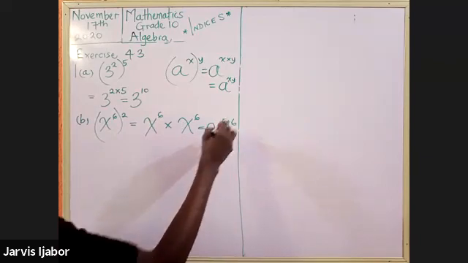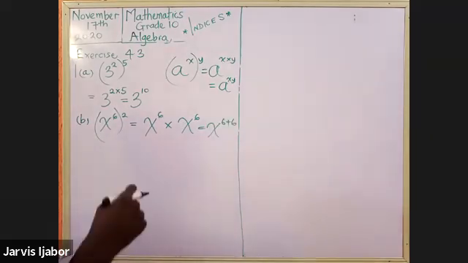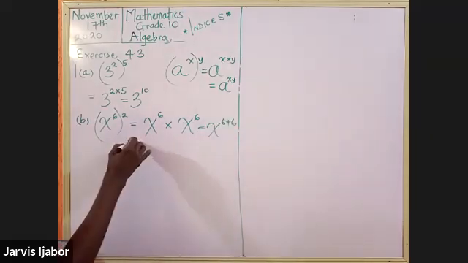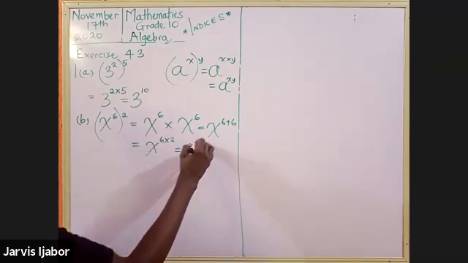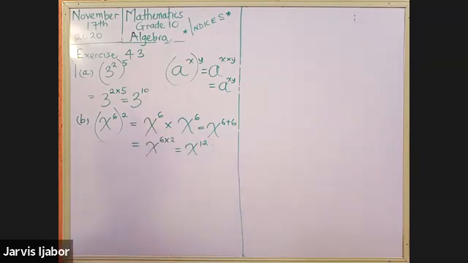which will be like saying x raised to the power of what? 6 plus 6. What is 6 plus 6? 6 plus 6 also means 6 times what? 2. So this will be what? x raised to the power of 6 times 2. And that will be x raised to the power of what? 12.